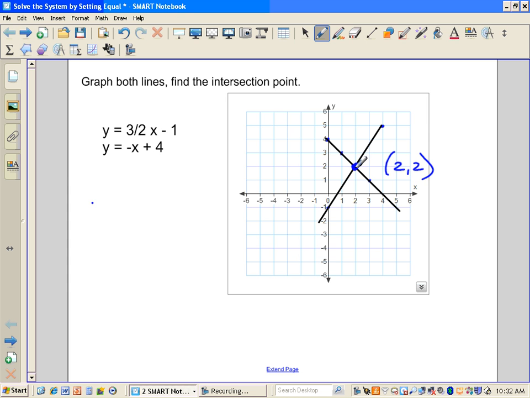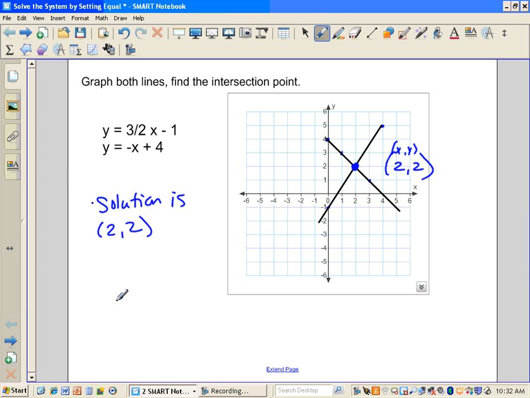This is my intersection point. Remember, you want to state what that intersection point is. This is my x, remember, and this is my y. And so the solution is 2, 2. And that means that these values for x and y are parts of both equations. They're in both lines. If these equations were linked to some sort of word problem, then 2, 2 would have some more significance in terms of solving that specific word problem.